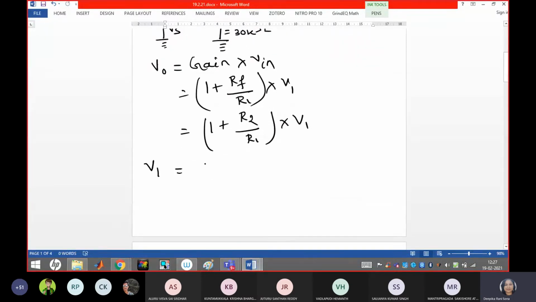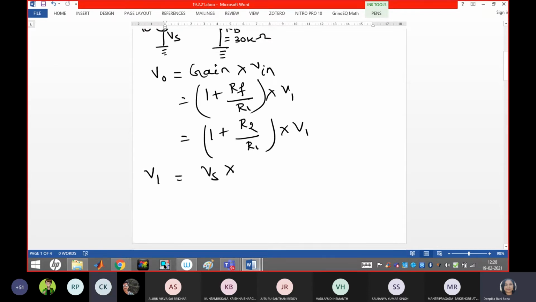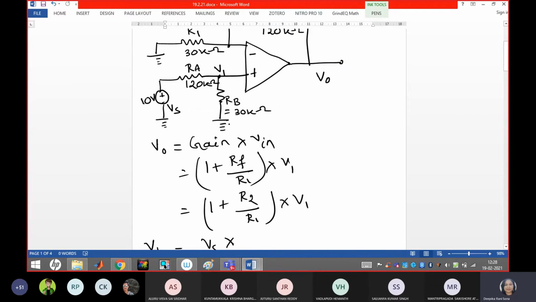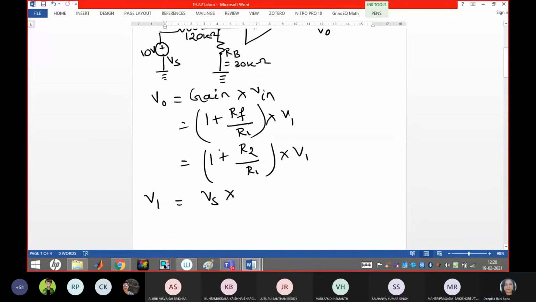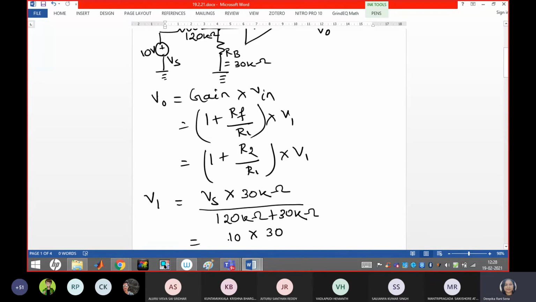First tell me. It is Vs into, check your figure, this part which is connected to ground, another end of the resistor, right? Which is connected to ground. So Vs into 30 kilo ohm whole divided by 120 kilo ohm plus 30 kilo ohm. That is the answer, right? Yes or no? You are not telling, guys. Why? Guys, what happened to you? Yes, ma'am. Good.